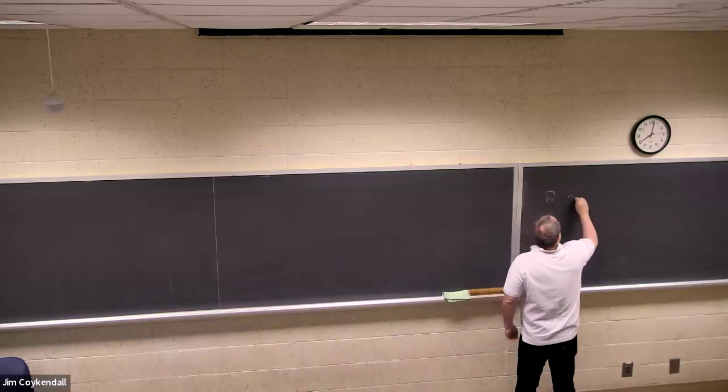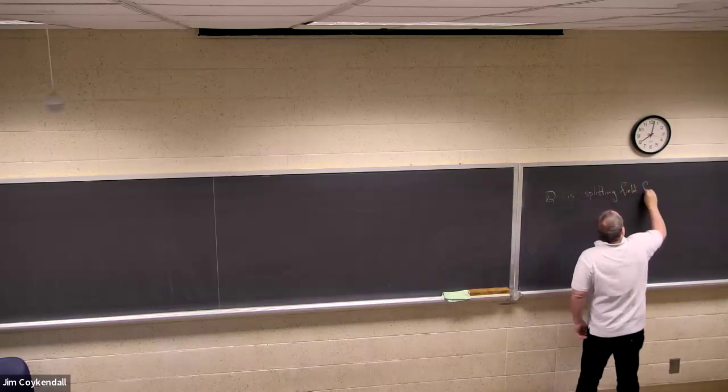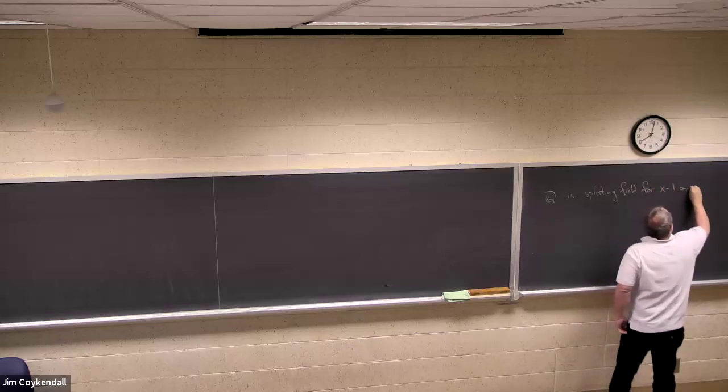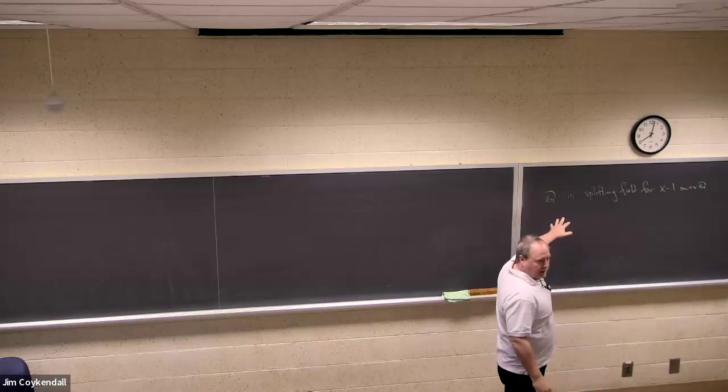A splitting field for x minus one is the smallest field in which that splits, which is the base field itself. If you go up to a larger field, hopefully I can help you out here a little bit. So if you start with Q, the splitting field for x minus one over Q, because it's already got a root in there, right? It's a linear polynomial.